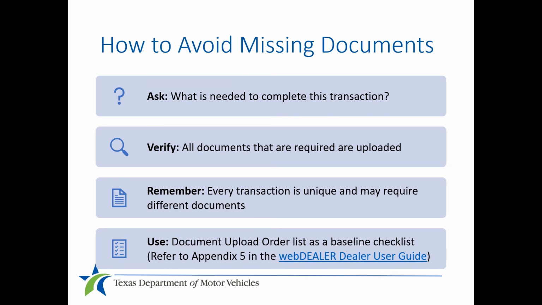One of the best tools to help with this is Appendix 5 of the webDEALER User Guide. It shows the correct upload order for documents and can be used to help you check that everything required is included before you submit. Take a few extra seconds to review your transaction now and save yourself some time later. Next, let us talk specifically about ownership evidence and the surrendered stamp.